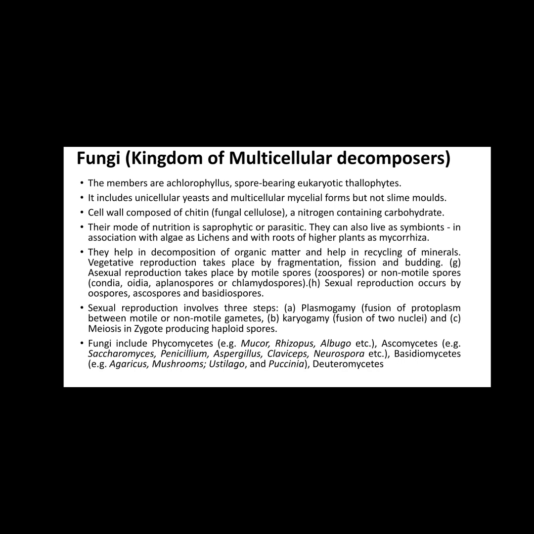Vegetative reproduction takes place by fragmentation, fission or budding. Asexual reproduction is by formation of motile spores, which are zoospores, and non-motile spores like conidia, oidia, aplanospore, chlamydospore. Then sexual reproduction occurs by oospore, ascospore, basidiospore. Sexual reproduction generally involves three steps. One is plasmogamy, where the protoplasm of the motile and non-motile gametes gets fused. Then karyogamy, fusion of two nuclei. Then meiosis of the zygote, producing haploid spores.